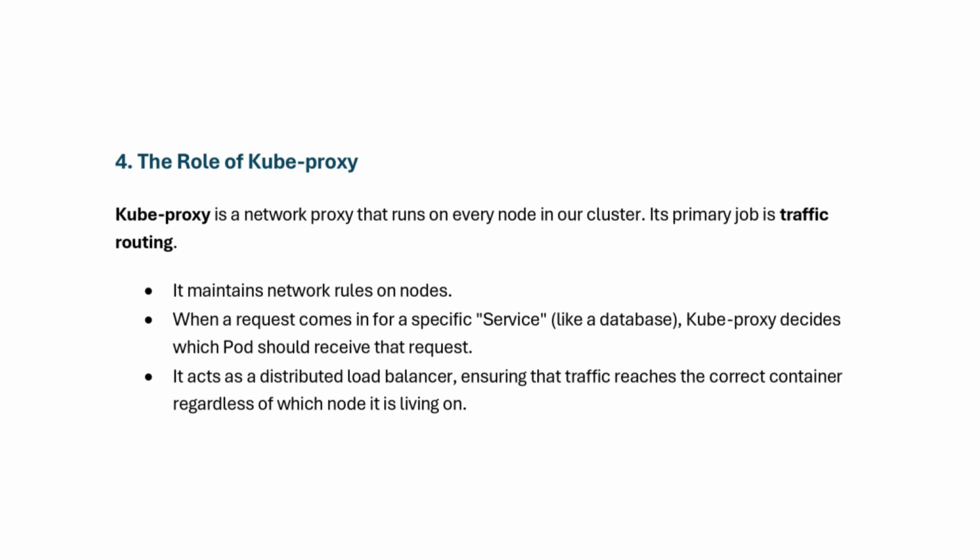it is living on. Inside a cluster, there is a concept of the network proxy, meaning kube-proxy is that network proxy that runs on every node in that cluster. Its primary job is traffic routing, that would be maintaining networking rules on nodes. For example, when a request comes for a specific service, like a database, kube-proxy will decide which pod should receive that request. It acts as a load balancer, ensuring that traffic reaches the correct container regardless of which node it is living on. Basically, traffic routing and maintaining load balancing and networking rules on nodes inside the cluster.